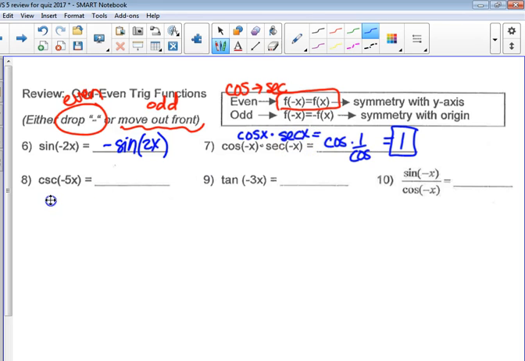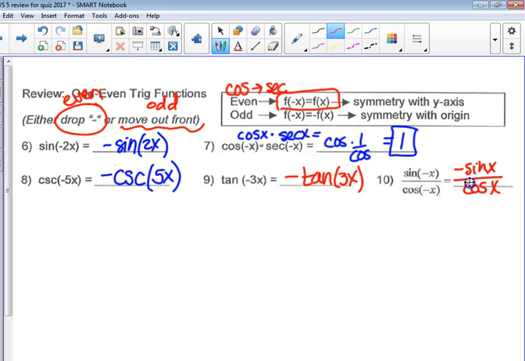Number 8, cosecant is the reciprocal of sine, so we have to do what with the negative? Negative cosecant of 5x. These are not on the quiz tomorrow. They're not on any quiz, at least for a while, that I remember. Okay, tangent, even or odd? Odd, so we move it out front. And back here, sine is odd, it moves out front. But cosine is even, so it goes away. And a sine over a cosine is a tangent, and we keep the negative.